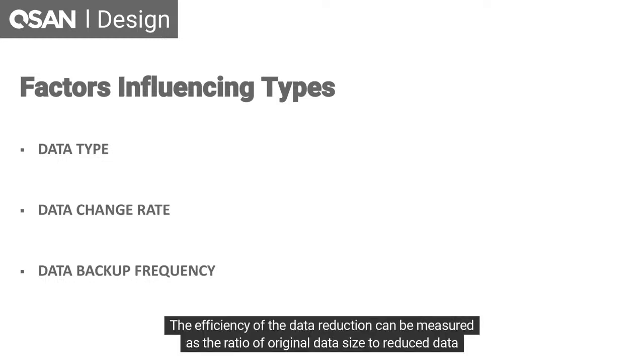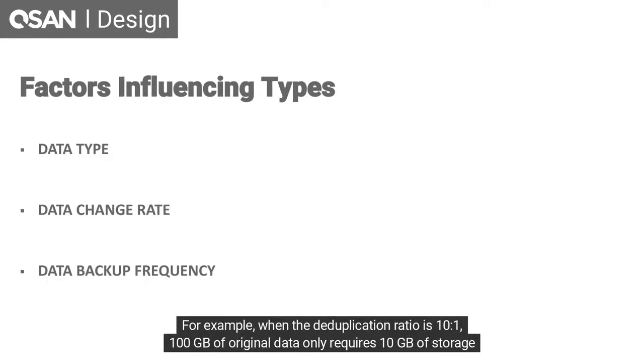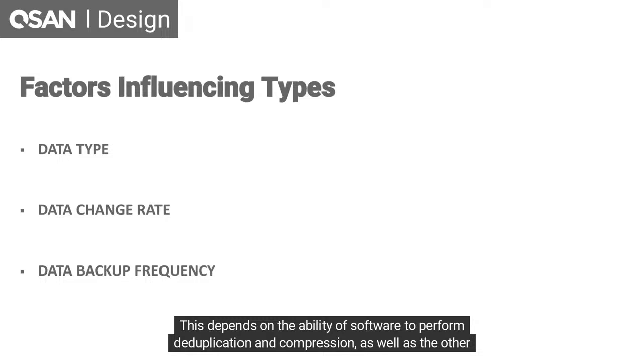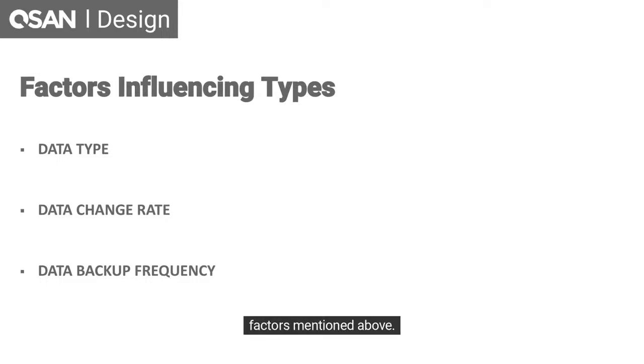The efficiency of the data reduction can be measured as the ratio of original data size to reduced data size. For example, when the deduplication ratio is 10:1, 100 GB of original data only requires 10 GB of storage capacity, thus saving 90% of space. The higher the ratio, the greater the capacity savings. This depends on the ability of software to perform deduplication and compression, as well as the other factors mentioned above.